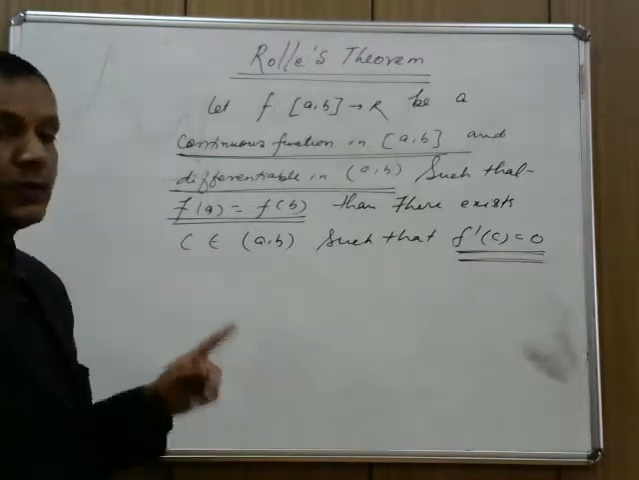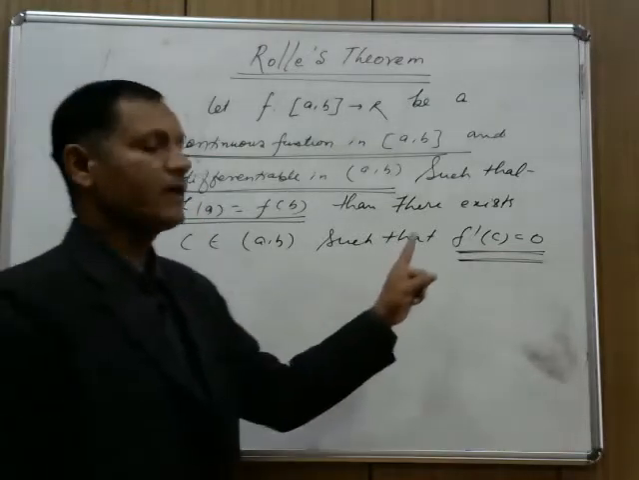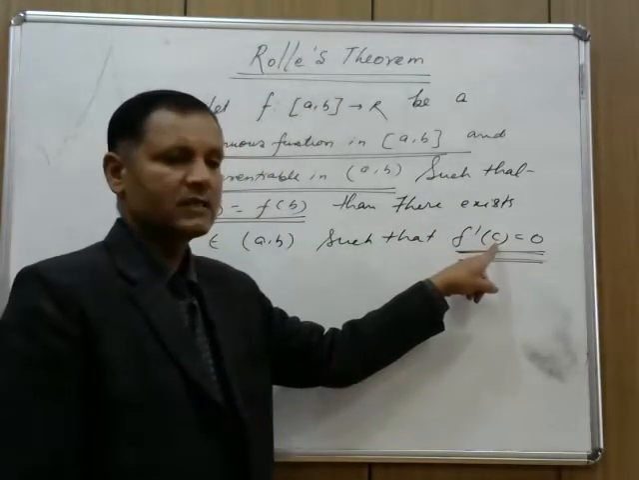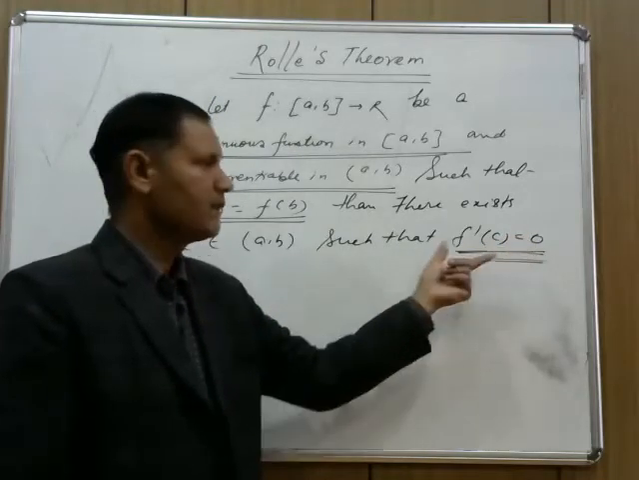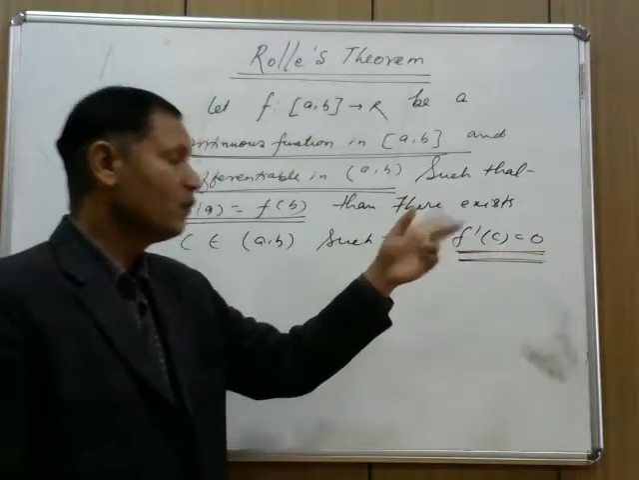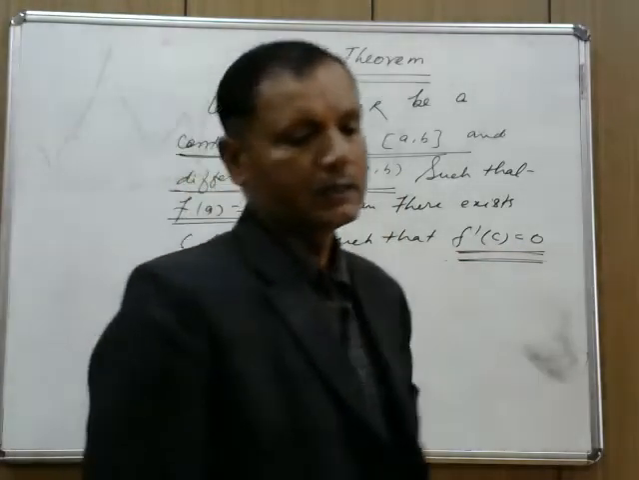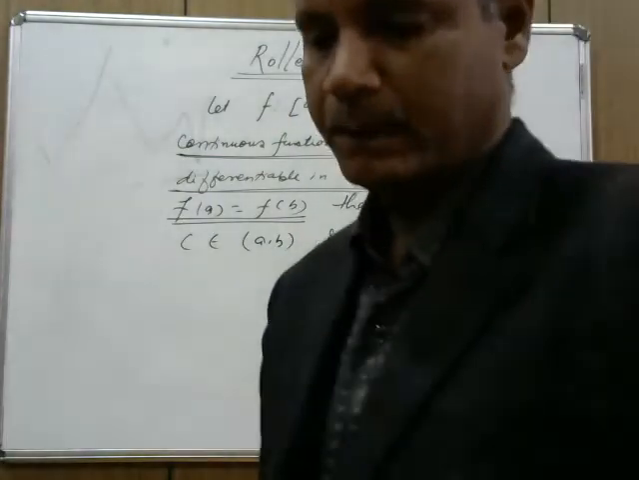After that, you have to differentiate y is equal to f of x and find the value of f dash of x. After that, x will be replaced by c. That means f dash of c is equal to 0. Now put f dash of c equal to 0, and the value of c must lie between a and b. Then we say that yes, Rolle's theorem is verified.